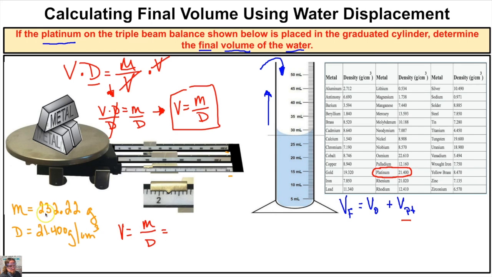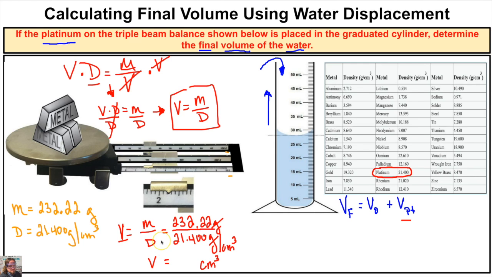The mass of this object is 232.22 grams. And the density is 21.400 grams per cubic centimeter. Take a look at what happens. We have grams in the numerator, and in the denominator they cancel, leaving us with centimeters cubed left over, which is a measurement of volume.